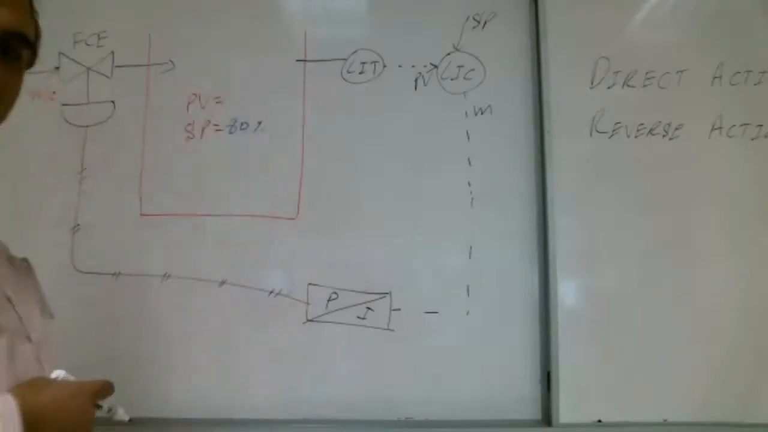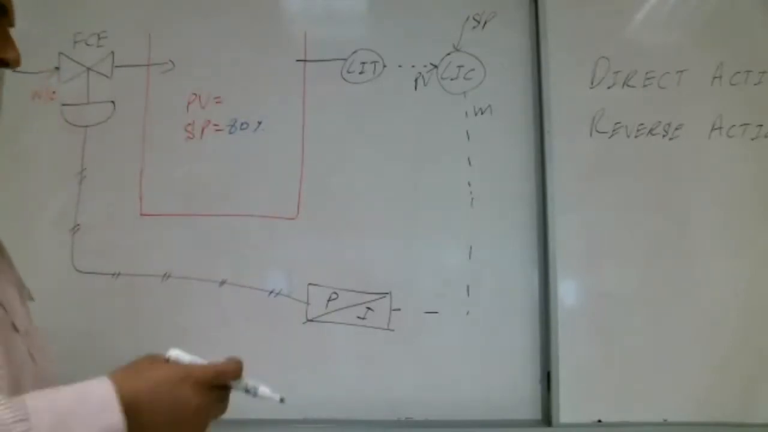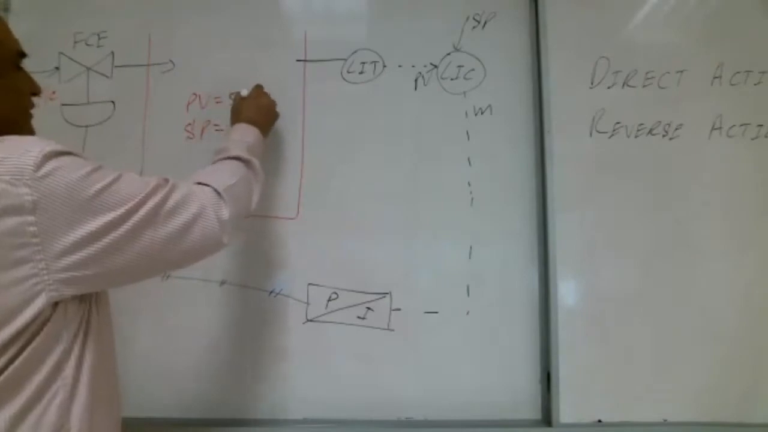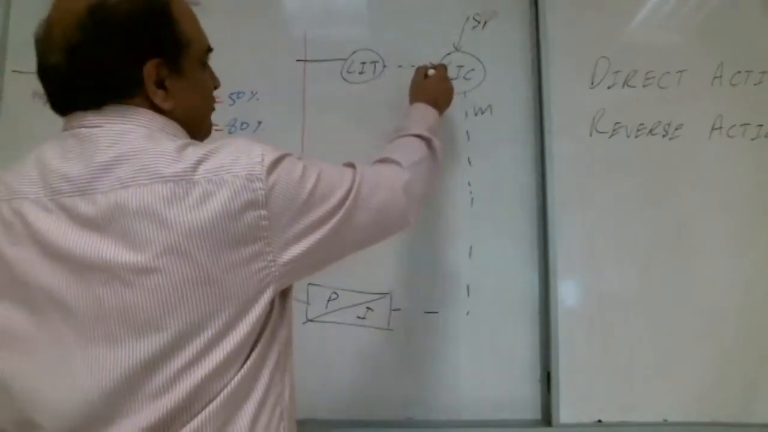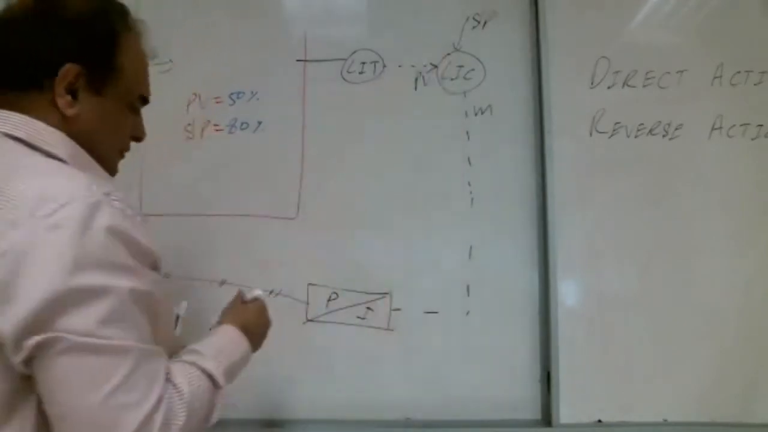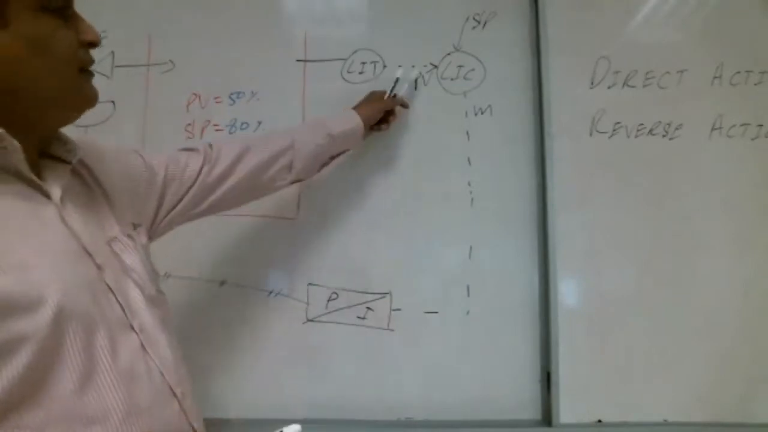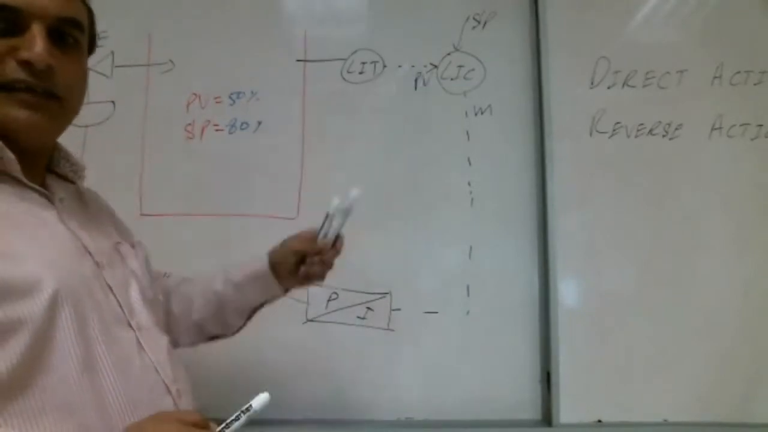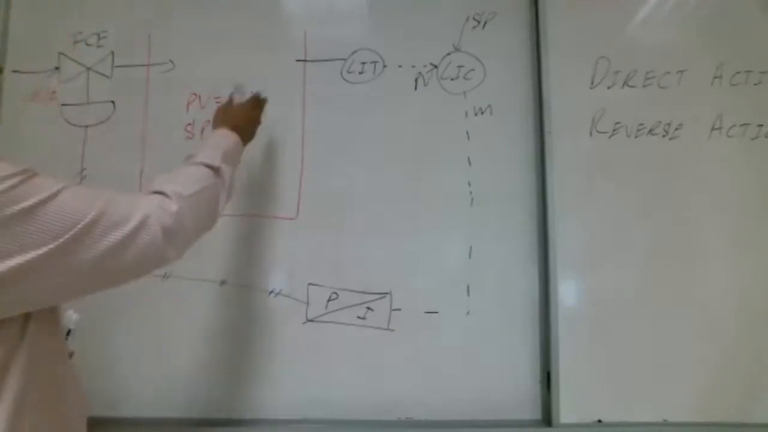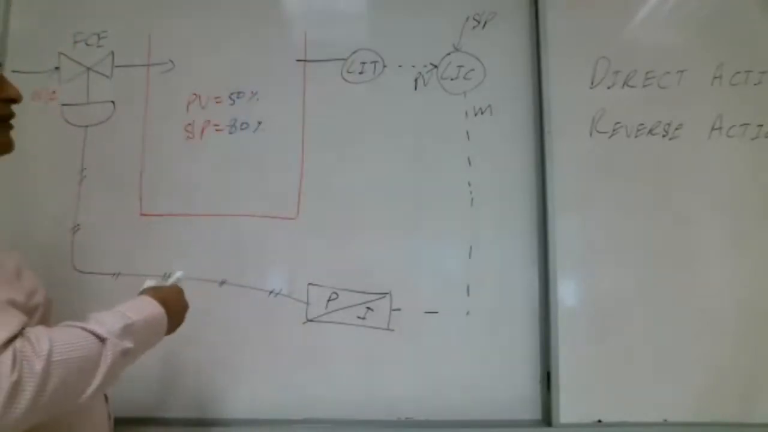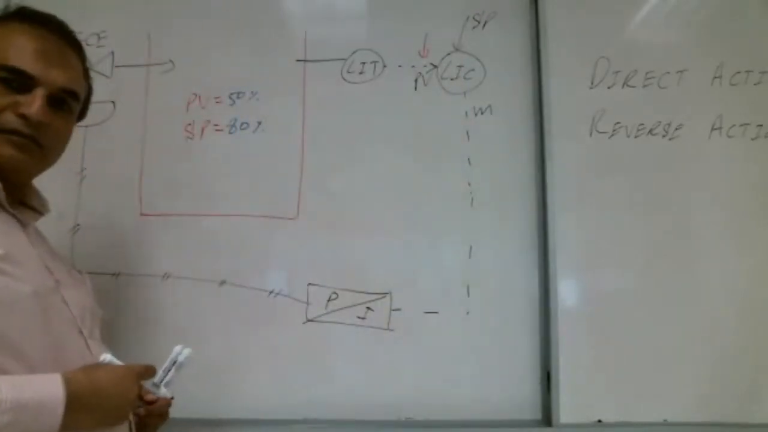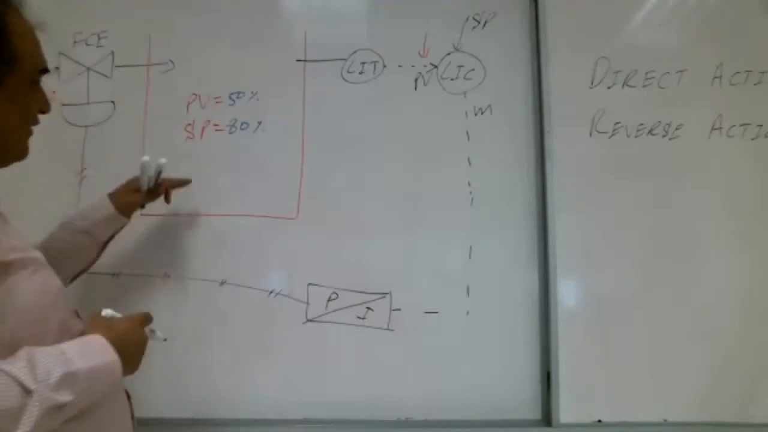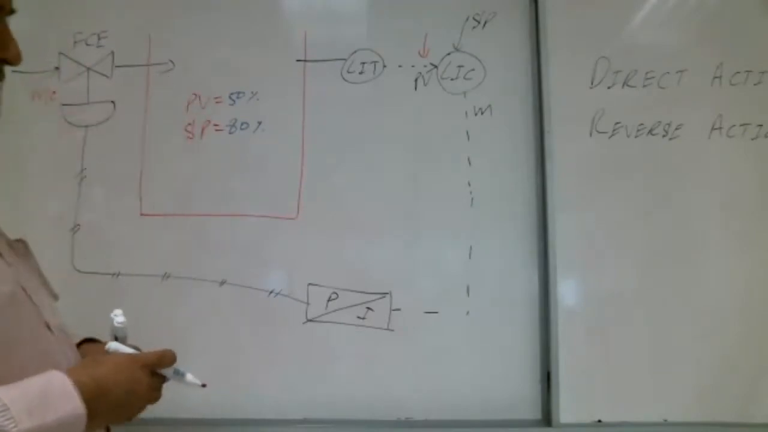Assume SP is 80%. What is your PV? Assume right now PV is 50%. Right, Shabab? Here, at this point, is the signal more than needed or less than needed? Less. Very good. Because we need 80, it is 50. So it is less than needed. We want it 80, it is 50.